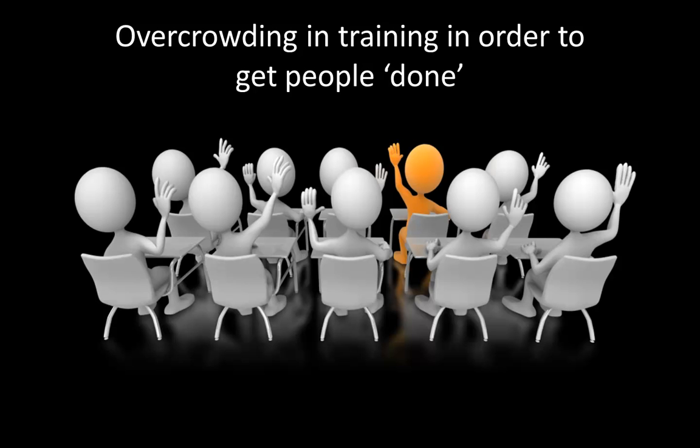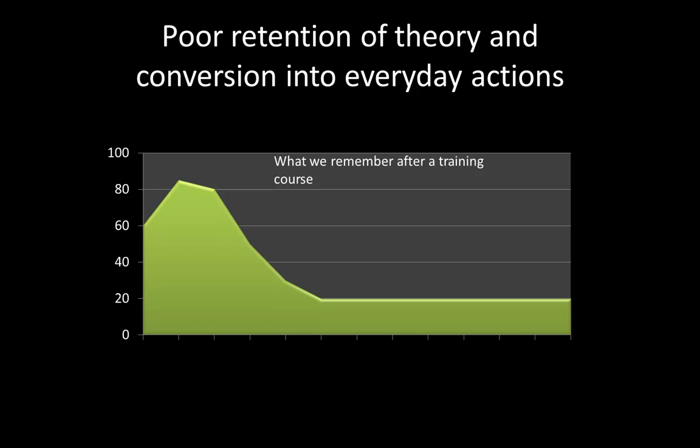One of the key things is overcrowding. You've got lots and lots of people to get through the curriculum, so they're overloaded. Loads of people getting done. Poor retention rate. If you look at the average classroom, what do people take away? They take away 10 to 15% of what they learn in the classroom. Do they convert into everyday actions and behaviors?